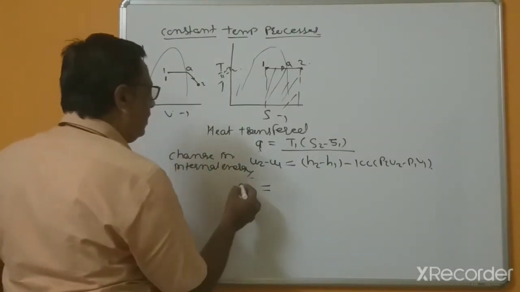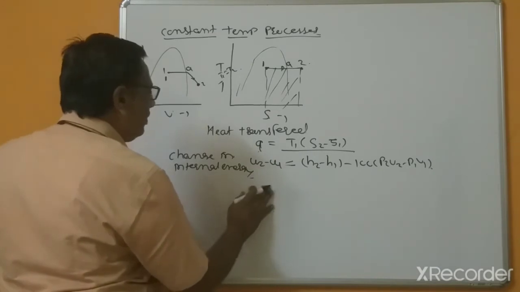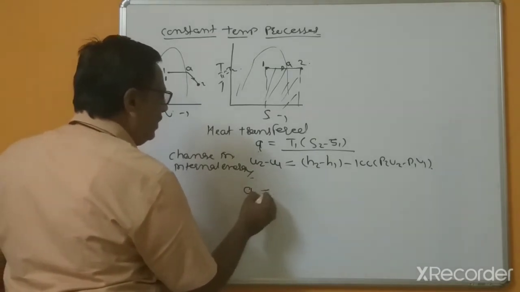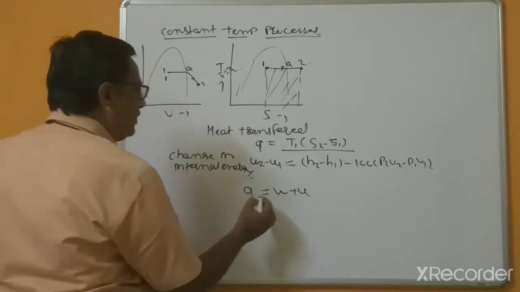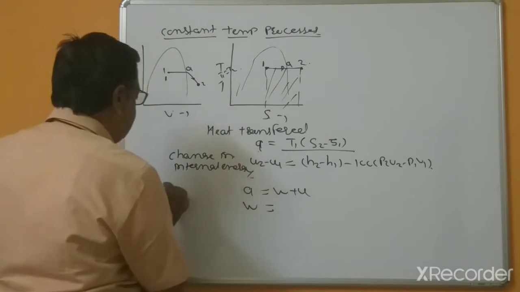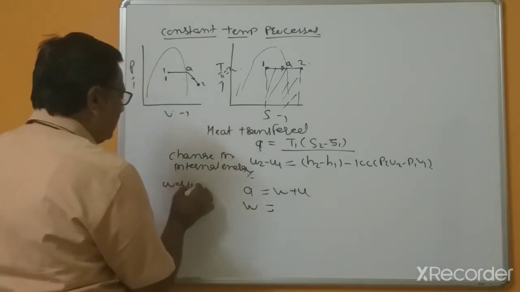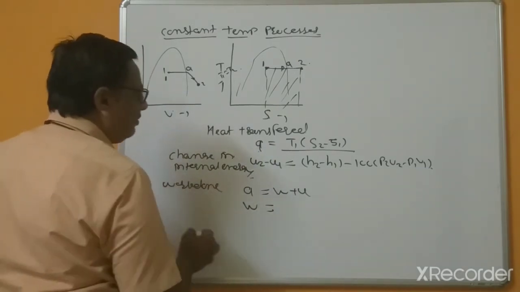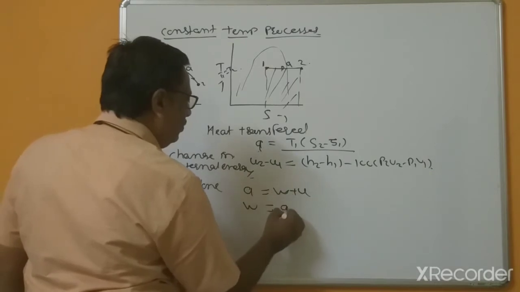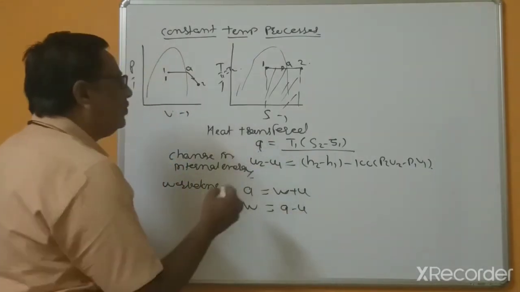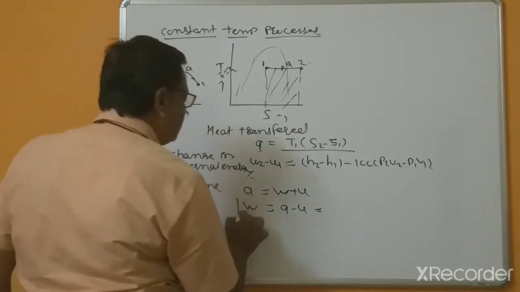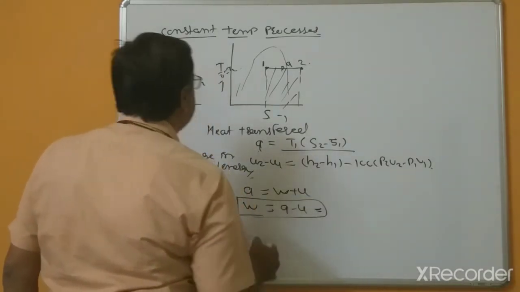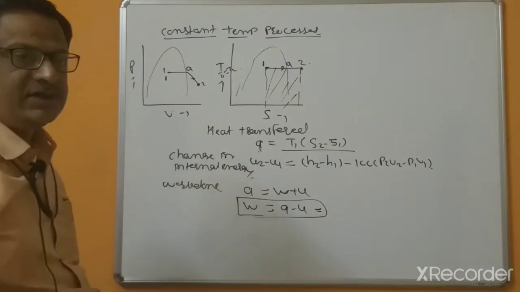And the third, by using the first law of thermodynamics, Q equal to W plus U. So that's why W, the work transfer or work done, is equal to Q minus U. So by using this formula, you can calculate work done. So this is for the constant temperature process.